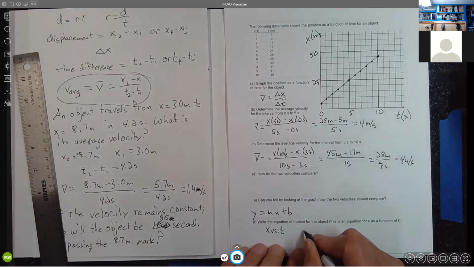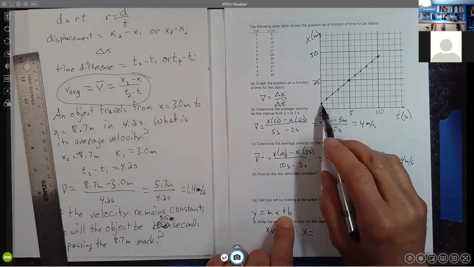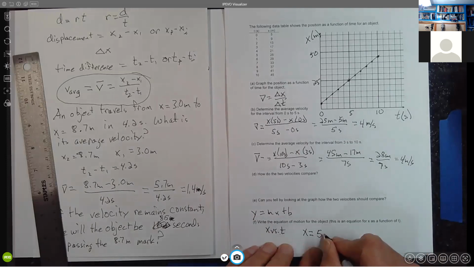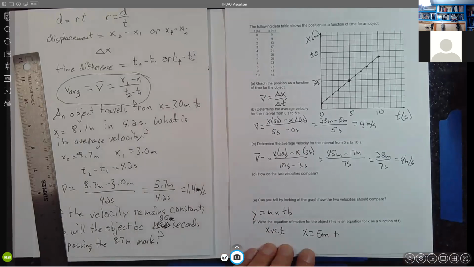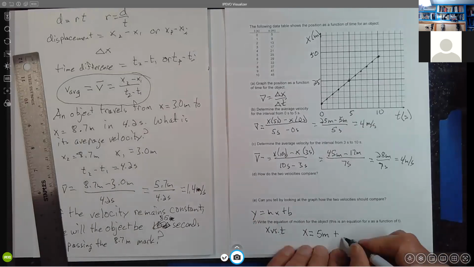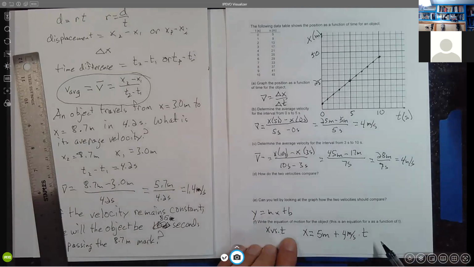And it'll be x equals the vertical intercept. We tend to stick the vertical intercept first. That's where it is at time 0. That's where it is, the vertical intercept. Well, that's 5 meters. Plus, m is the slope. That's my average velocity. That's 4 meters per second. There you have it. That's an equation of motion for this object, x as a function of t.